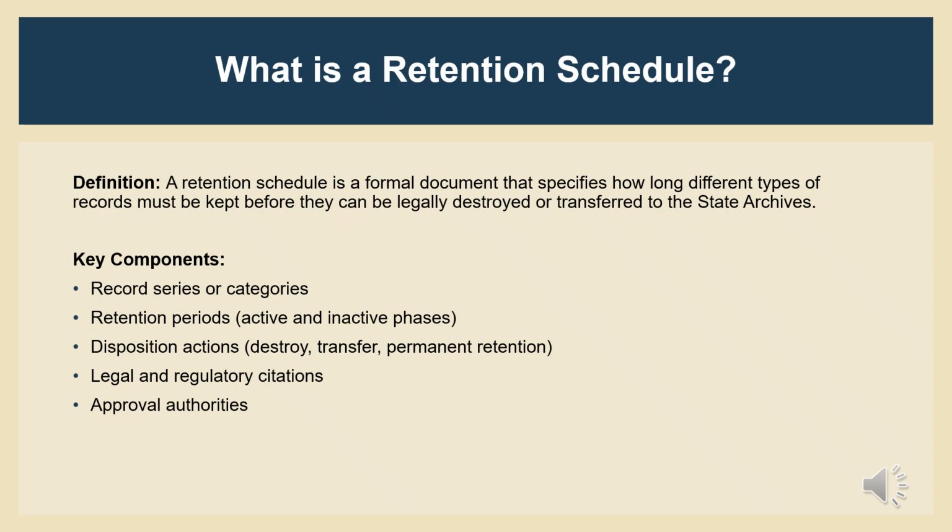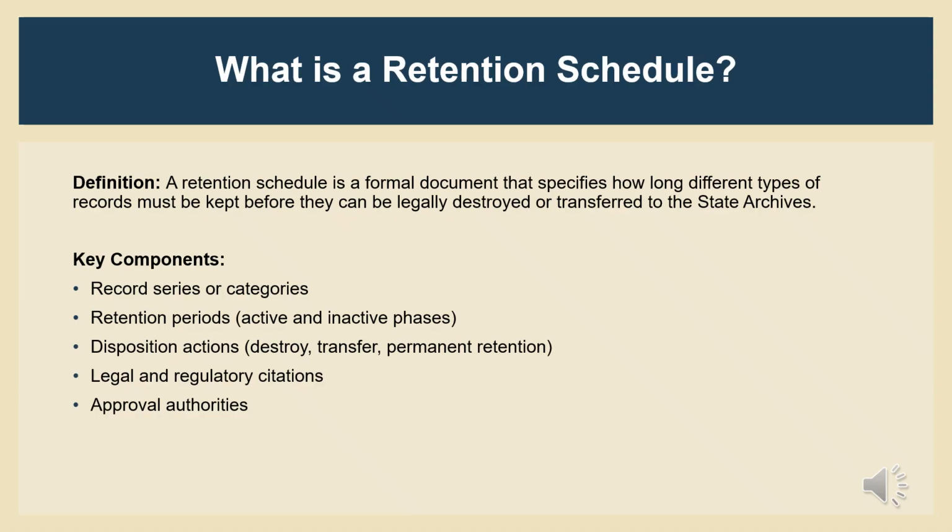Disposition actions. Once the retention period ends, records are either destroyed or transferred to the state archives, or they are retained permanently, depending on their value and legal requirements. Legal and regulatory citations. These provide any justification for how long a record must be kept, based on any applicable laws, regulations, or policies.